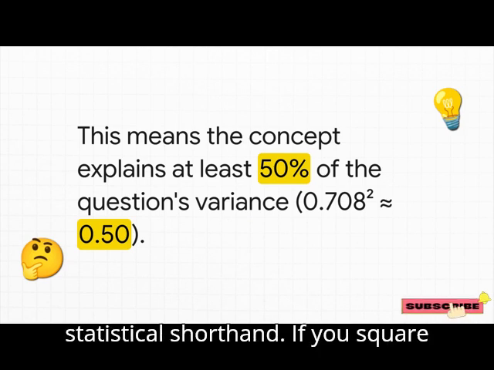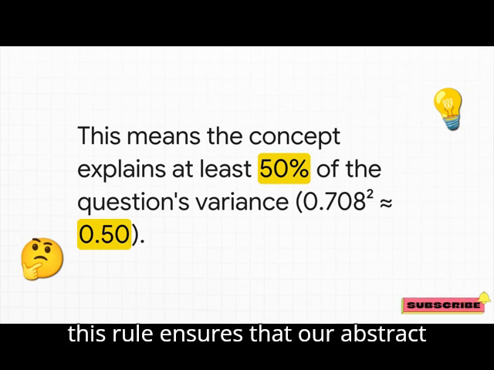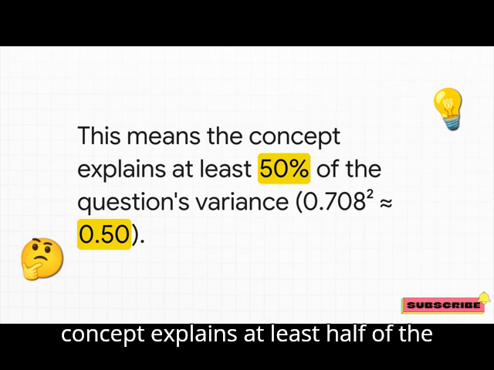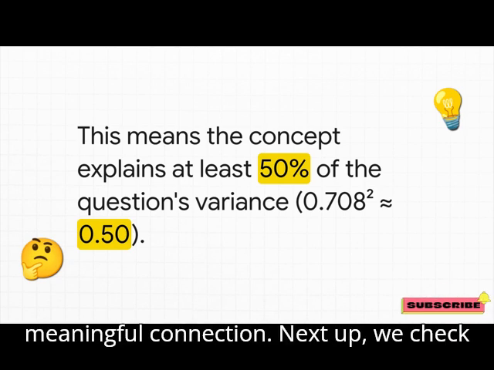It's a bit of statistical shorthand. If you square 0.708, you get about 0.50. So this rule ensures that our abstract concept explains at least half of the reason people's answers to that question vary. It's a check for a really meaningful connection.